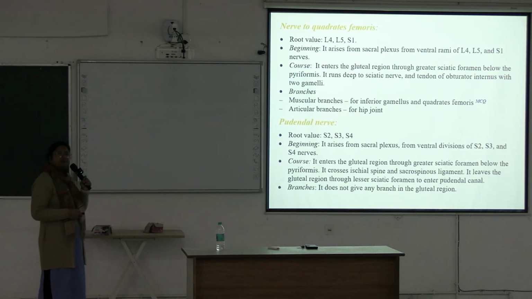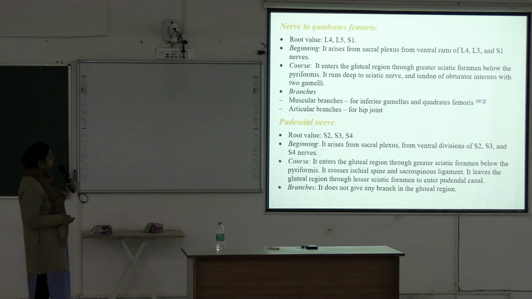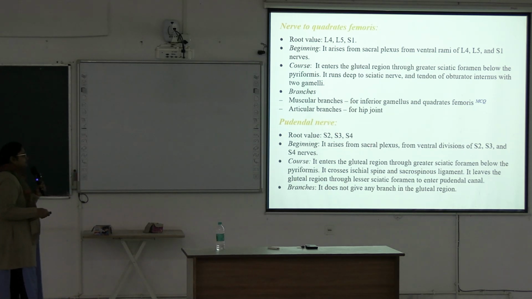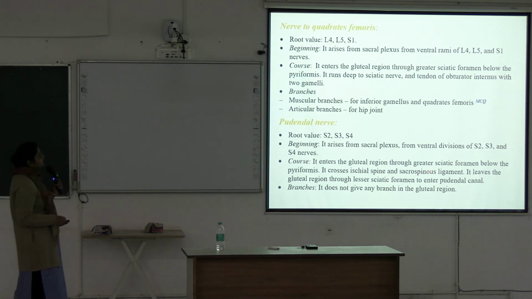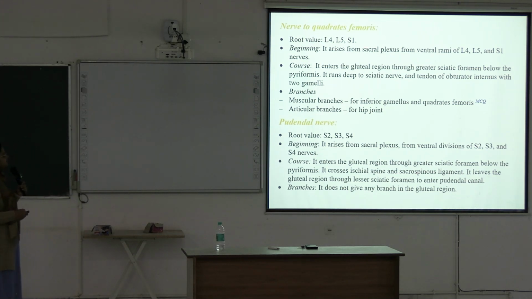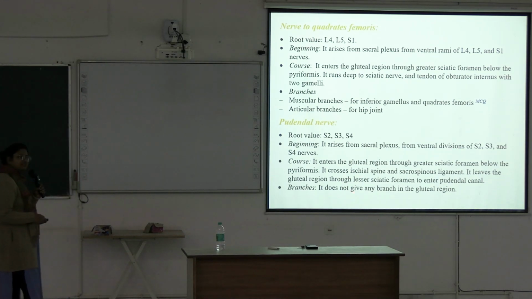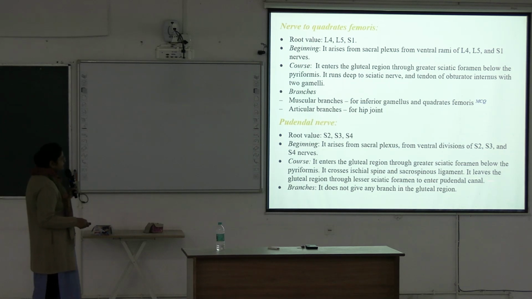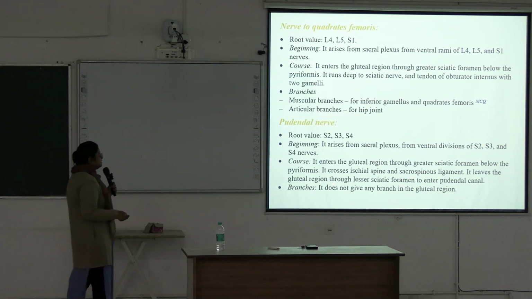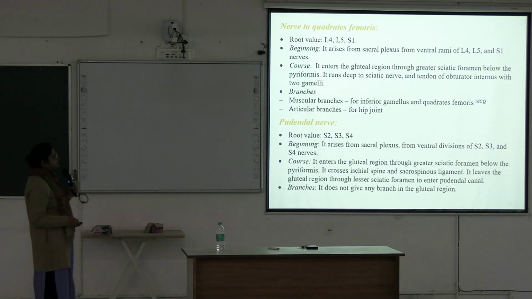Articular branch for hip joint. Pudendal nerve, root value is S2, S3, S4, arises from sacral plexus from ventral division of S2, S3, S4. Enters gluteal region through the greater sciatic foramen below piriformis, same as the nerve to quadratus femoris, crosses ischial spine and sacrospinous ligament, leaves the gluteal region through the lesser sciatic foramen and enters the pudendal canal.